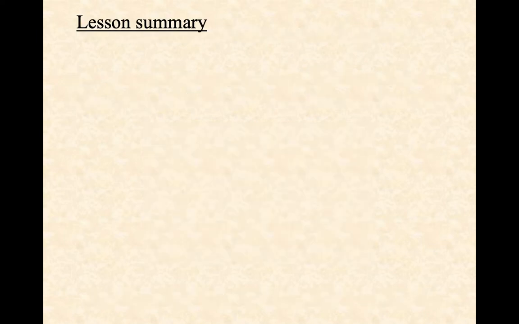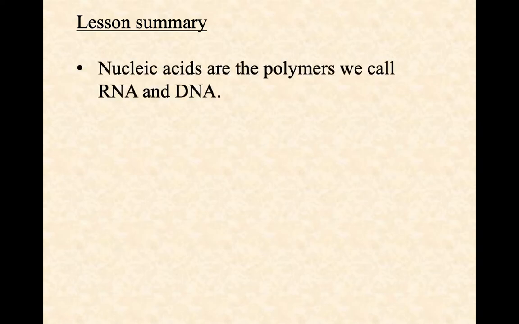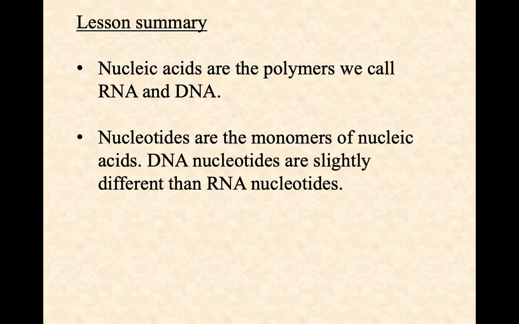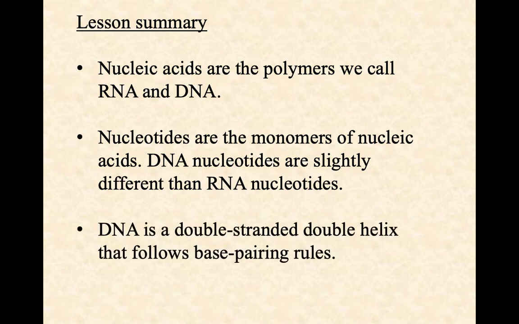All right, let's summarize this review of our nucleic acids. Nucleic acids are the polymers that we think of as RNA and DNA. They're involved in information. Nucleotides are the monomers of these nucleic acids, and the DNA nucleotides are slightly different than the RNA nucleotides, deoxyribose versus ribose. That's the main difference, as well as uracil versus thymine in the nitrogenous bases between the two.